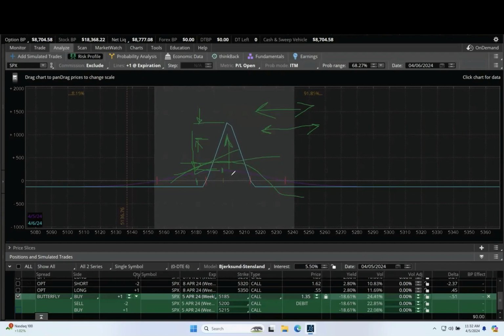Obviously, if I got out now, I'd be happy with it. So I'm just going to sit tight, since the odds are in my favor, and see how close it gets to 5,200 and kind of hangs out there.